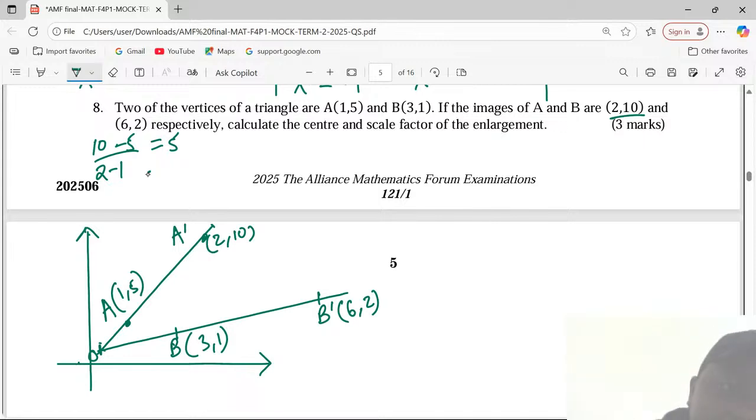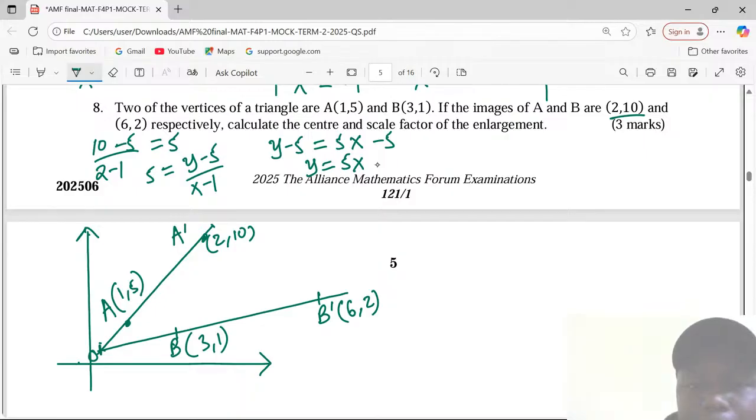So we can express the gradient of 5 by taking change in y, y minus 5, over change in x, x minus 1. A cross multiplication will give us y minus 5 equals 5x minus 5. So y equals 5x. That's simple. y equals 5x. This can be equation 1.